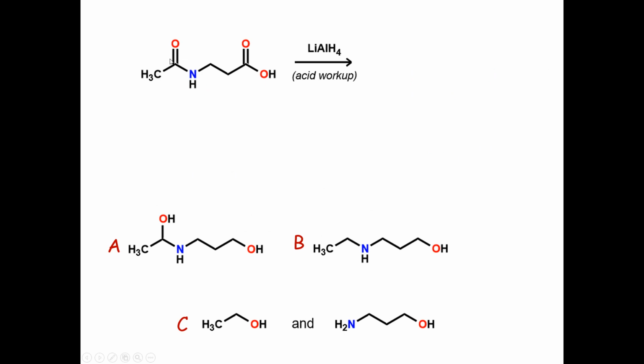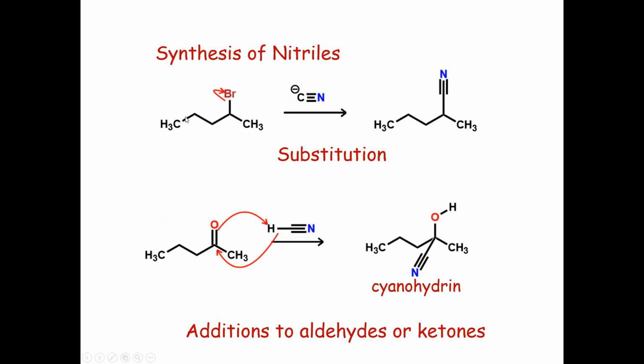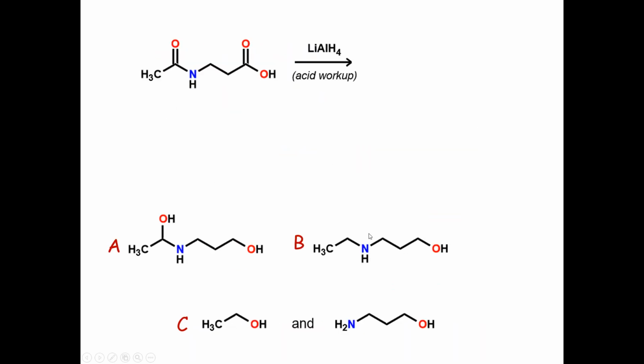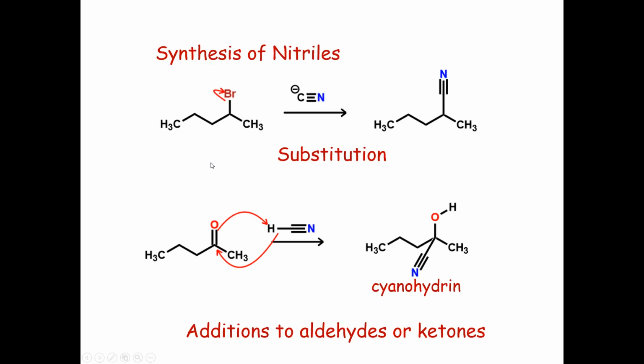What does it do? It's just going to erase the carbonyl and give the amine. What's that mean? It means that the product is B. The product is B down here. Okay. So you just have to kind of learn these patterns.